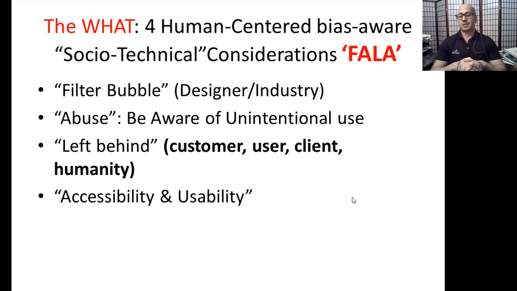And then finally, accessibility and usability, which pretty much all the companies out there are aware of. Be able to serve your customer no matter what their particular abilities are. Be considerate. Four concerns that you should consider as you're coming up with your products and ideas. FALA: filter bubble, abuse, left behind, accessibility. So what does that mean?